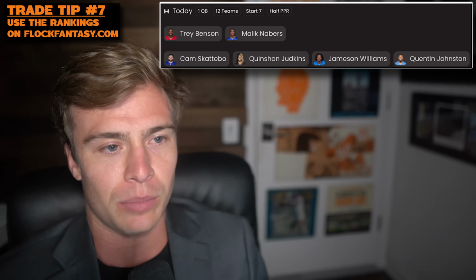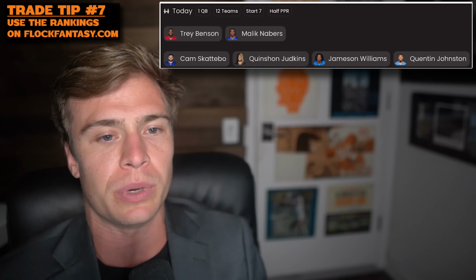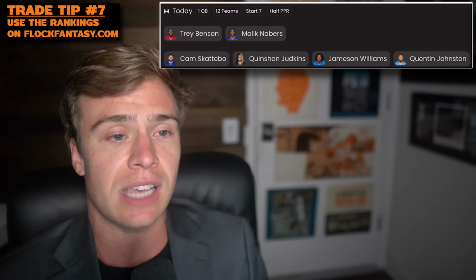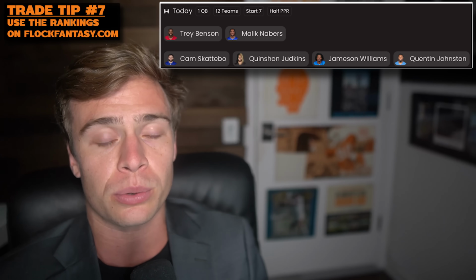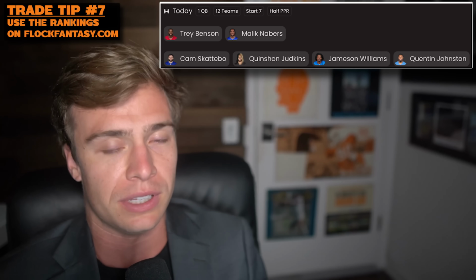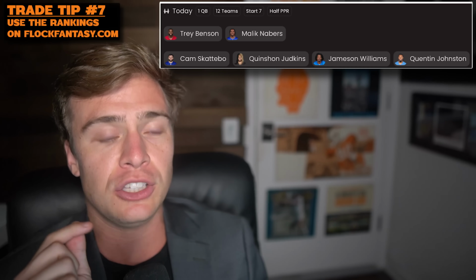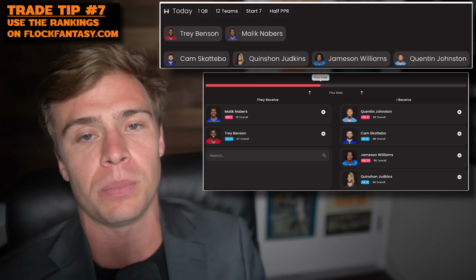This is Cam Scatterbo, Quinshon Judkins, Jamison Williams, Quentin Johnston for Trey Benson and Malik Neighbors. This is an example of a trade that we go through and we use all the time. Because you are essentially just taking 4 quarters here and you are turning them into $1 with Malik Neighbors.